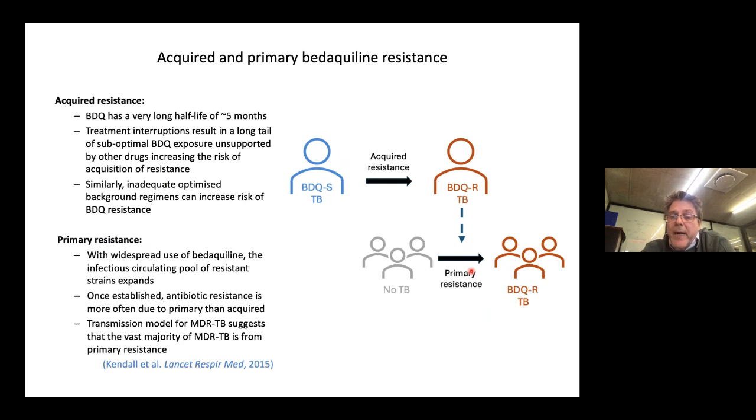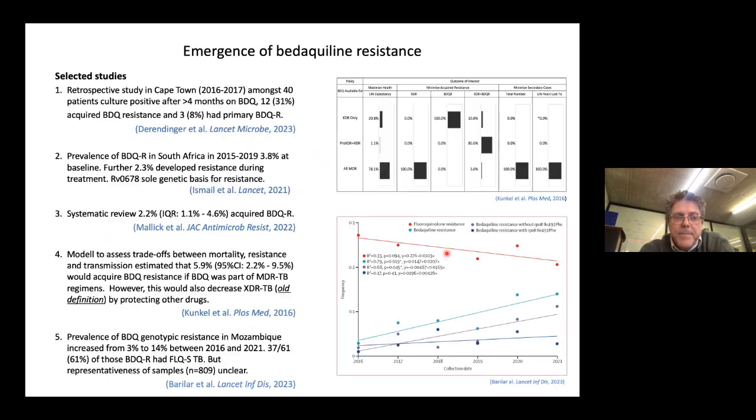resistance rather than acquired. And a transmission model for multi-drug resistant TB by Kendall et al., published in 2015, suggests that the vast majority of MDR-TB globally, north of 80% and possibly even 90%, with some variability by country, is as a result of primary resistance rather than acquired resistance. So transmission is likely to become the predominant mechanism of bedaquiline resistance as the number of patients on bedaquiline expands. And as you can see, that expansion has happened in South Africa.